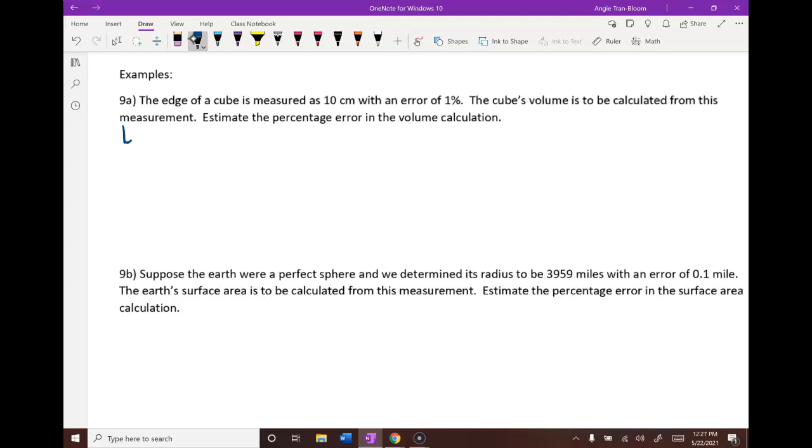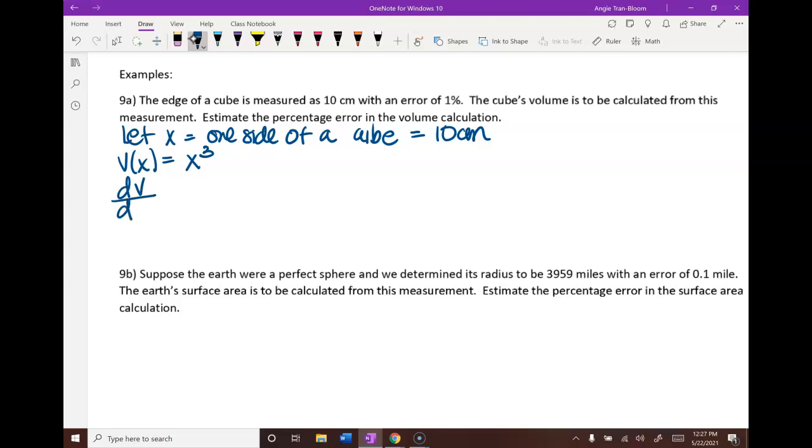So let's use a variable. So let x be one side of a cube. In this problem, one side is measured with 10 centimeters. Well, let's find the volume. So volume with respect to x of a cube is x to the third, because it's length times width times height. Since it's a cube, all sides are the same. Well, let's find the derivative with respect to x. So this is the change in volume with the change in the one side. So this is 3x squared.